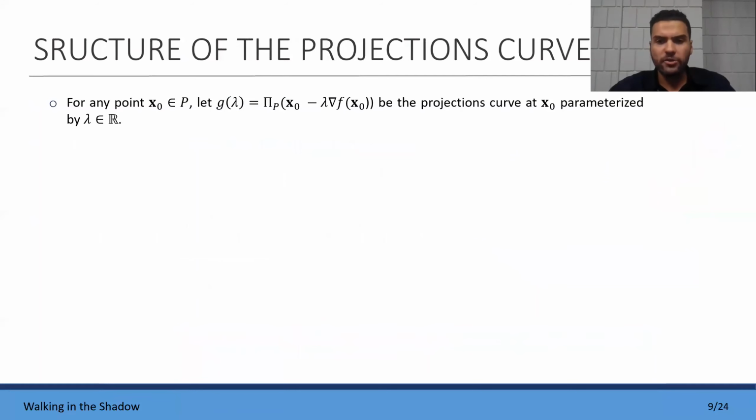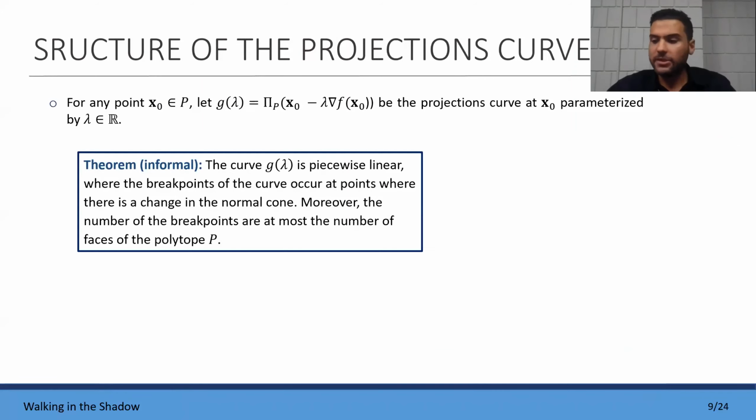So now we're going to talk about the structure of the projections curve, and this is the main result in this talk, and it's central to our analysis and our algorithms. So for any point x_0 in the polytope, we let g(λ) be this projections curve at x_0 parameterized by the step size λ. And we have this theorem here that completely characterizes this curve as a piecewise linear curve, where the breakpoints of that curve occur at points where there's a change in the normal cone. So let's explain that with an example.